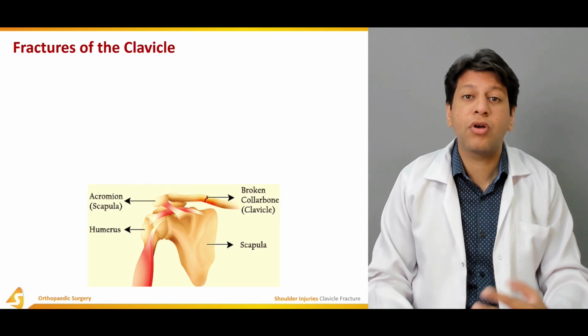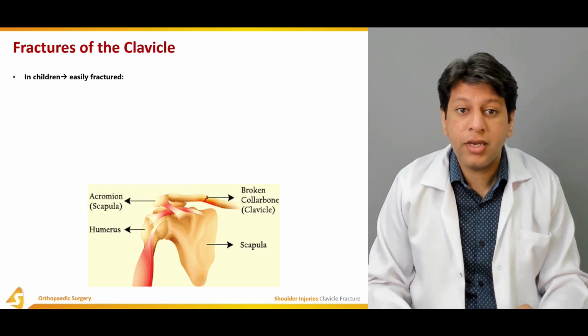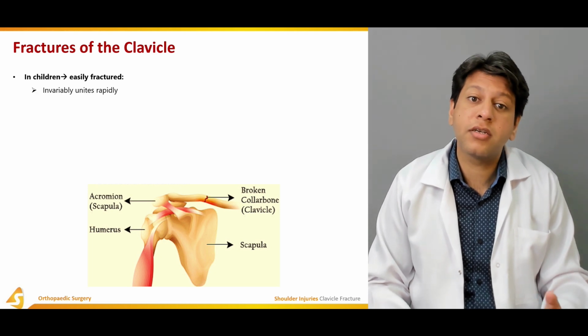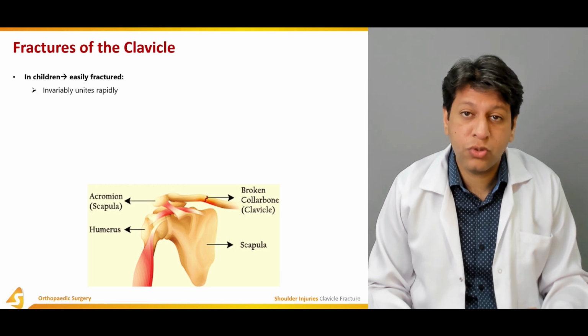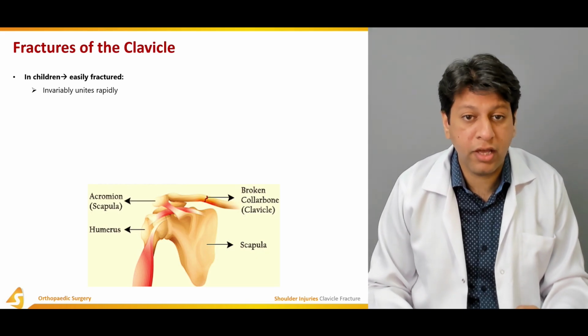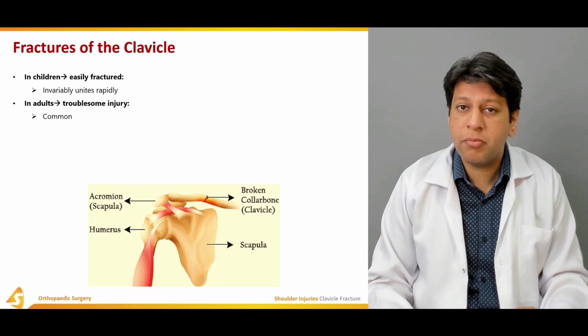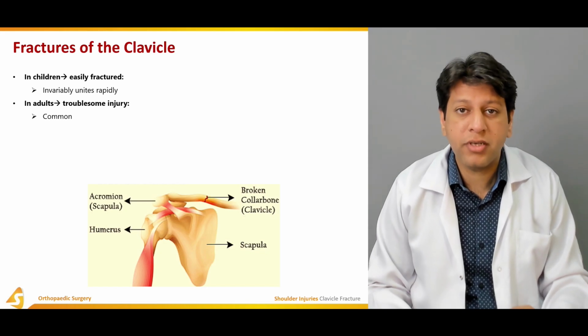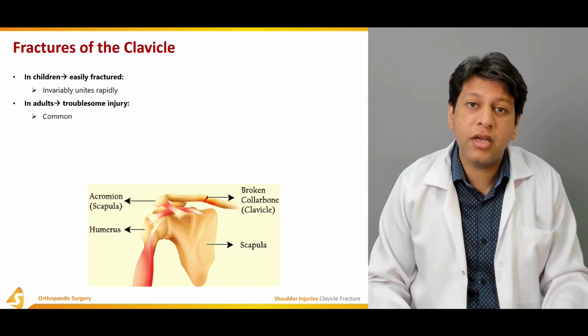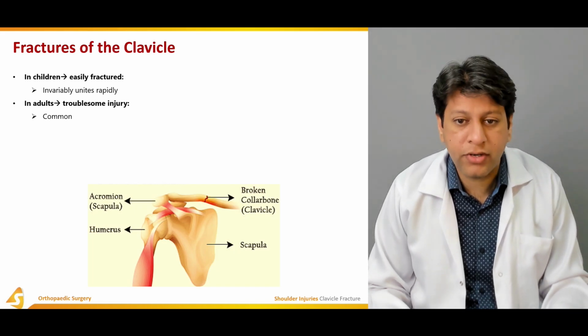So what is a fracture clavicle? As you know, it's commonly called a collarbone. In children, it gets easily fractured, but usually the good part is it invariably unites rapidly. So in children, we usually do not need to operate on it most of the time. Even in adults, most of the time it is not needed to operate, but sometimes it may be associated with certain injuries in which the indication for surgery becomes mandatory.